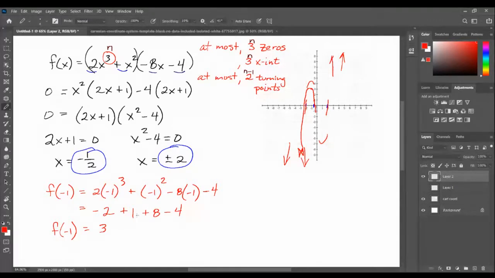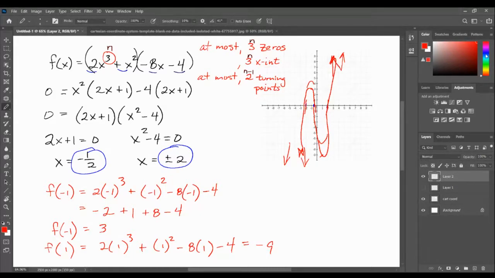Now we can plug in a positive 1 to see how deep it drops over there. F of positive 1 is 2 times 1 cubed plus 1 squared minus 8 times 1 minus 4. We've got 2 plus 1 minus 8 minus 4. 2 plus 1 is 3. Minus 8 is -5. Minus 4 is -9. So it actually drops all the way down here. So it's going to come all the way down to there and then go up through.